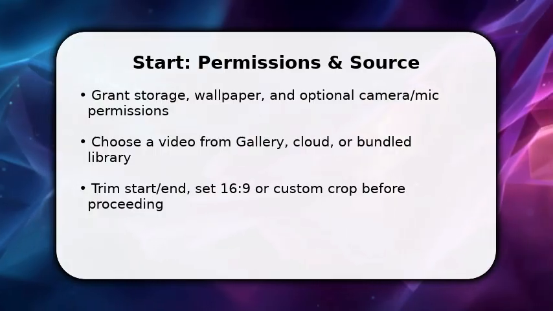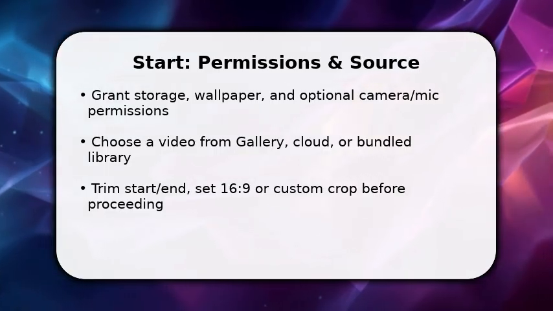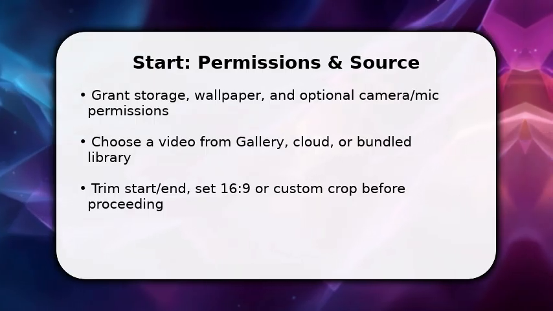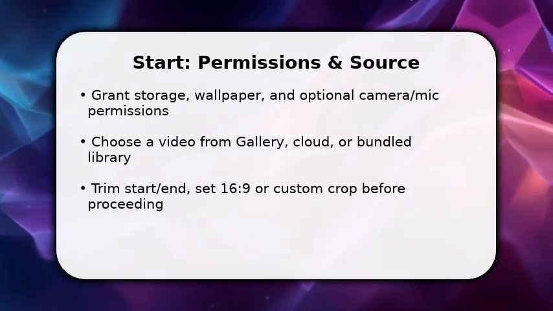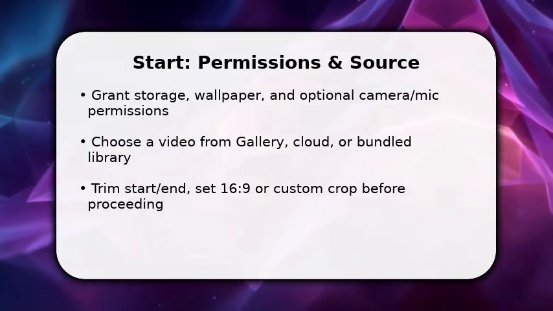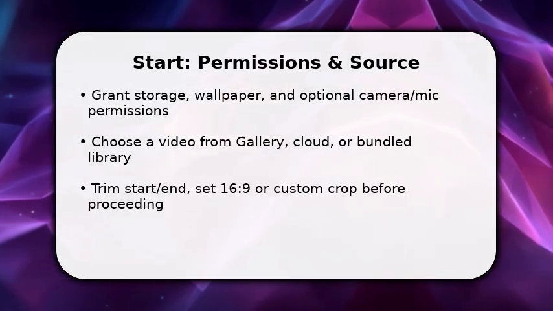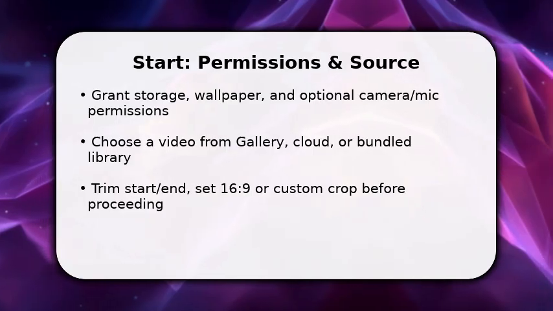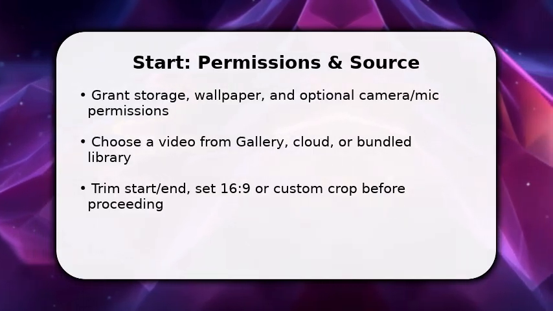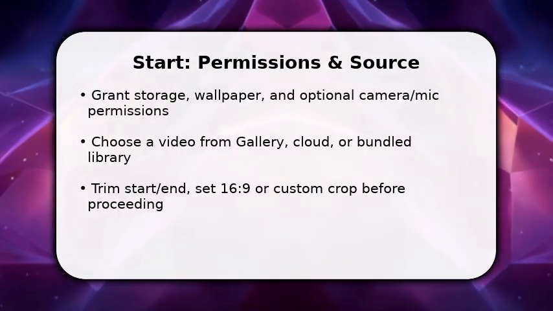You begin by granting the app storage and wallpaper permissions so it can read videos and set backgrounds. Once done, pick your video source: gallery, cloud, or the app library, and import the clip. You should trim and crop now to match your screen aspect ratio. Make sure to choose 16:9 or a custom crop so motion frames align. This first pass prevents stretching and saves time in later steps, and it readies your clip for quality adjustments.